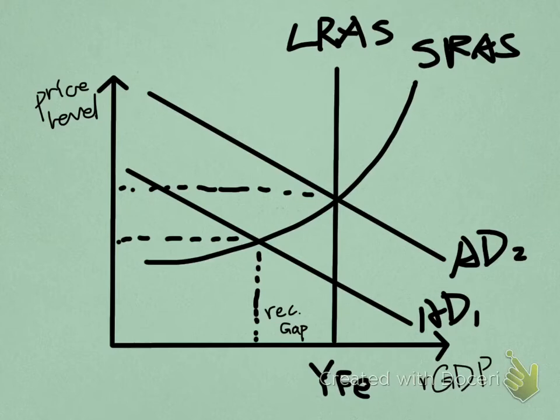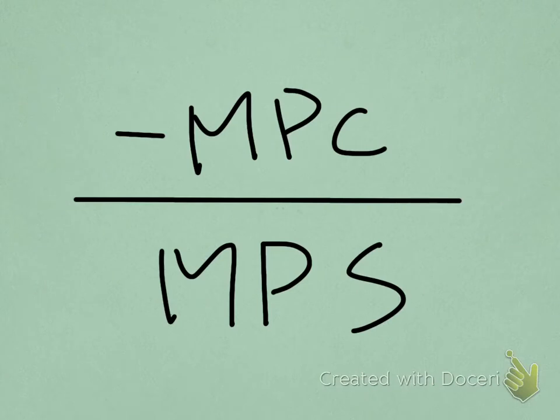To calculate how effectively the tax will affect AD, we have to use the following formula: minus MPC over MPS. MPC is the marginal propensity to consume, and MPS is the marginal propensity to save.